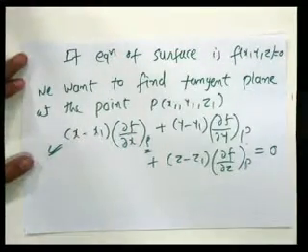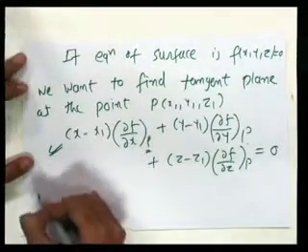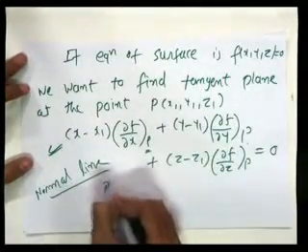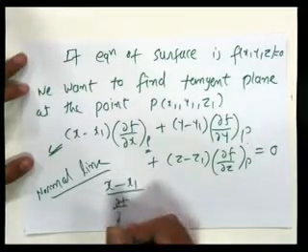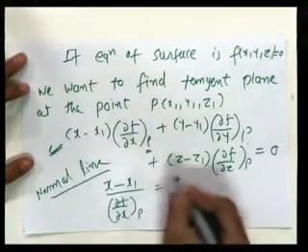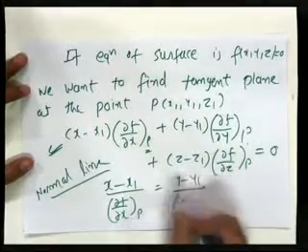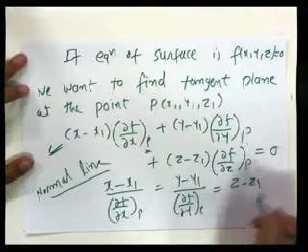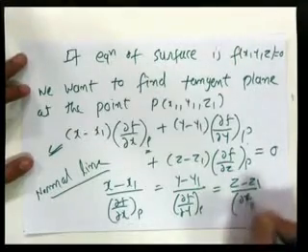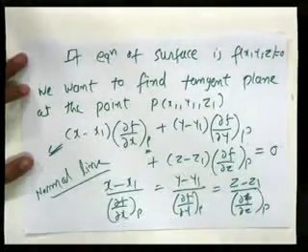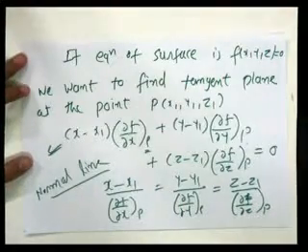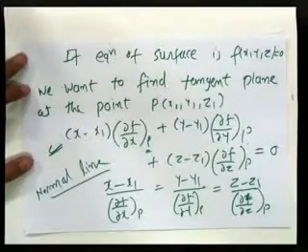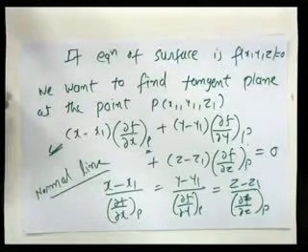In the same way, the equation of the normal line is x minus x1 upon del f by del x at the point P is equal to y minus y1 upon del f by del y at the point P is equal to z minus z1 upon del f by del z at the point P. So using this formula we can find the equation of the normal line to the given surface f of xyz is equal to 0. So this is the formula to find the tangent plane and normal line.